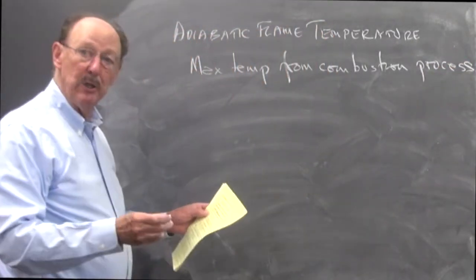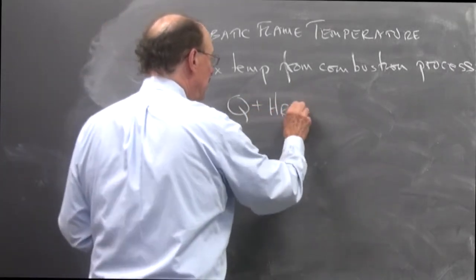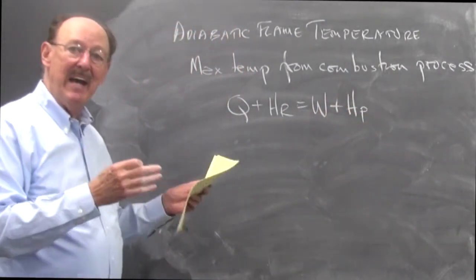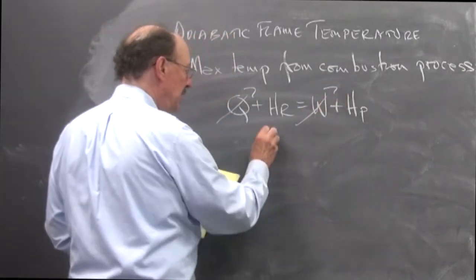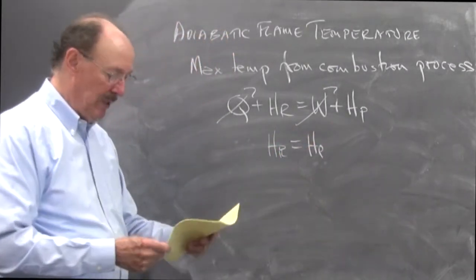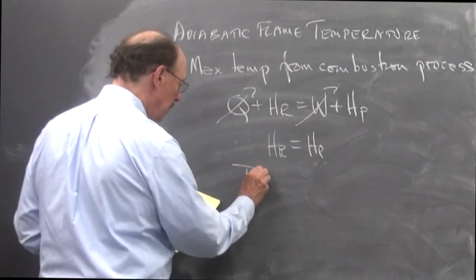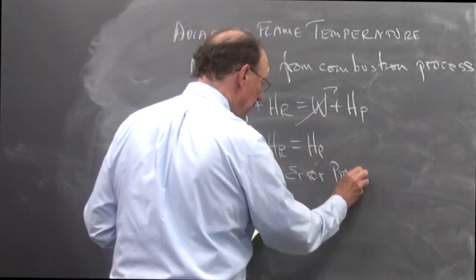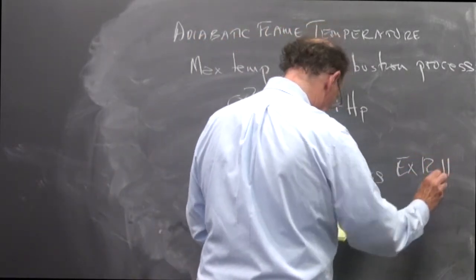If I look at the first law analysis, Q plus HR is equal to W plus HP. The maximum value I can get is if it's adiabatic, no heat, and no work is done, so I have HR is equal to HP. And so what I want to do is be able to find that. This will become a trial and error process. And we have example 12.11 to look at.